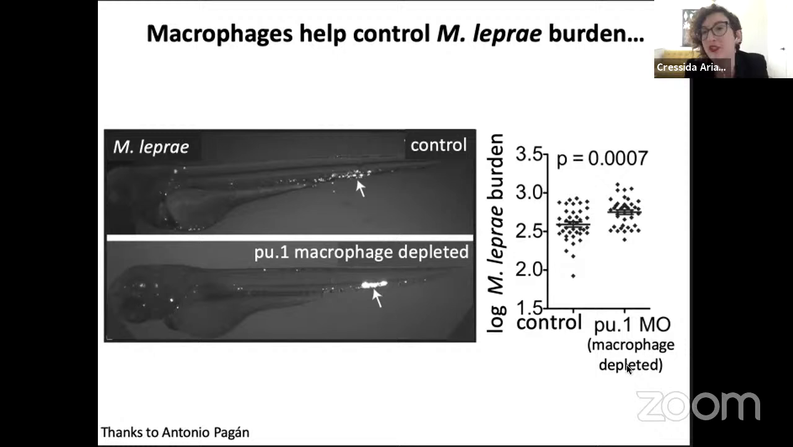We can also do this using a couple of different chemical approaches. And when we did all of those different approaches, they all gave us the same answer, which is that macrophages are required for control of these bacteria within fish.